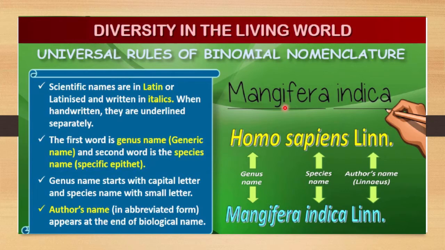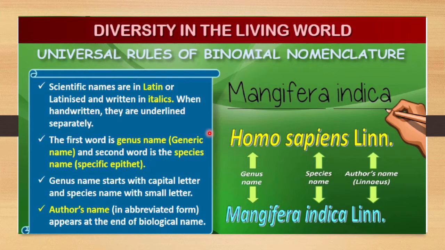So first name, first word is a generic name, that is a genus name. And the second word is always a species name. So indica indicating the species name. That is also called specific epithet. So be very clear why this is two names. First name will indicate the genus of the organism and second name will indicate the species of the organism.